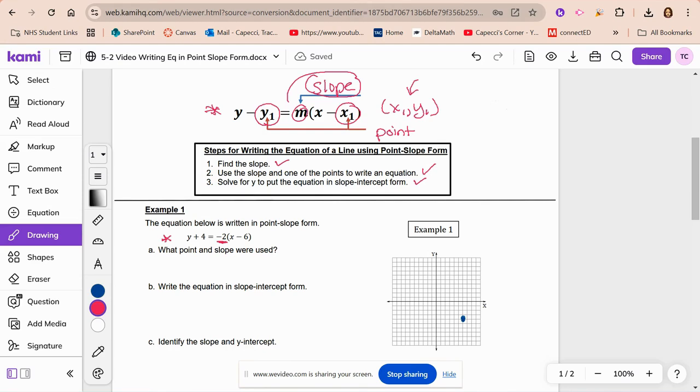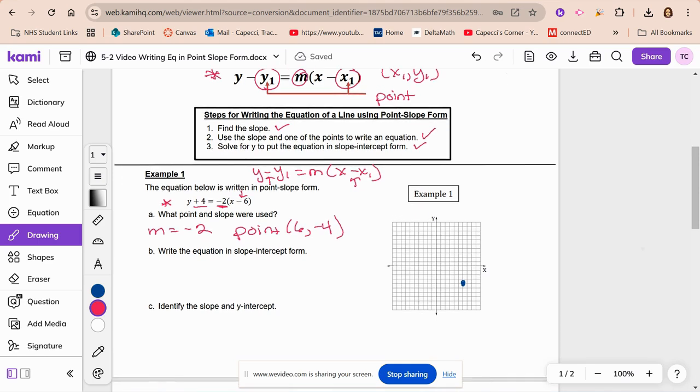If we look at our equation above, remember we have y minus y1 is equal to m times the quantity of x minus x1. Our slope then is going to be -2. And our point that we have, now we have to be careful because of that negative sign. So we have -6, so our point then is going to be +6. And we have +4, which again, looking at the equation, we have to be careful. The sign is going to be -4.